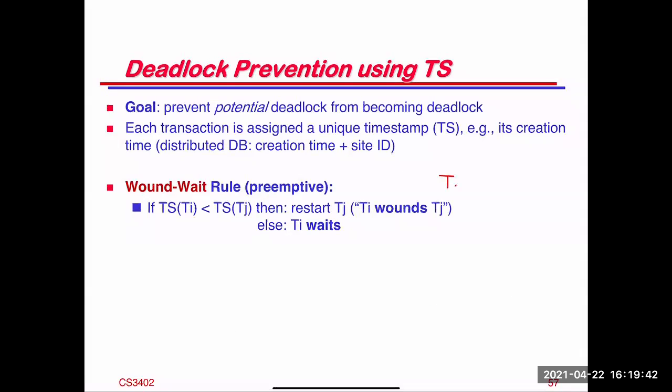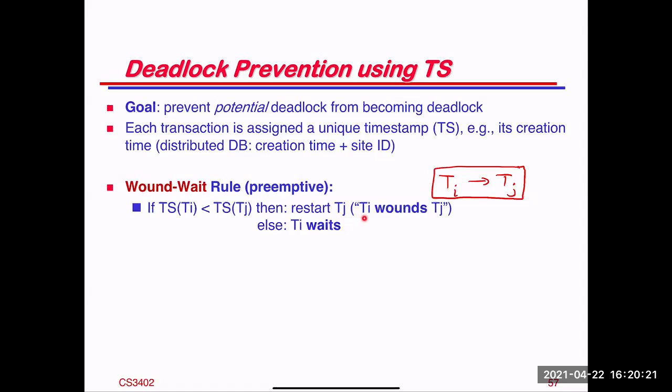And again, we have the scenario where TI wants to request a lock on an item that is already held by TJ. So let's keep that in mind. Now if TI is an older transaction than TJ, and TI is requesting a lock that is held by TJ, then we're just going to restart TJ. So TJ is already running. It's the younger transaction. And we're just going to interrupt it. So we're preempting it. And that's why this is a preemptive rule.